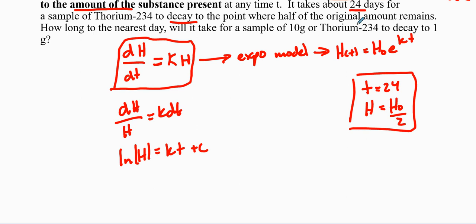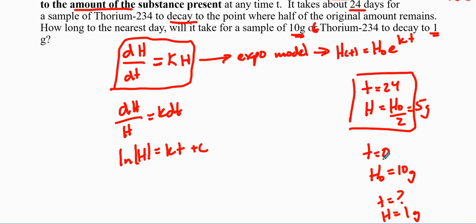The next thing, let's keep on going through. It says, how long, to the nearest day, will it take for a sample of 10 grams to decay to 1 gram? So when T equals 0, we'll have H of 0, which is 10 grams. We're looking for that T when H equals 1 gram. With that, we know that at 24 days, it should be 5 grams.